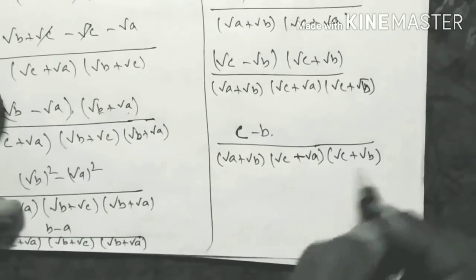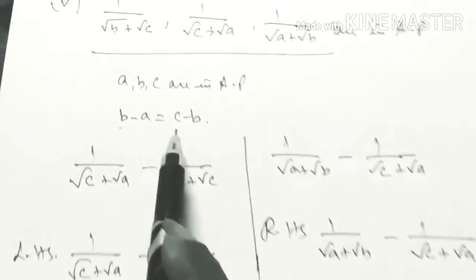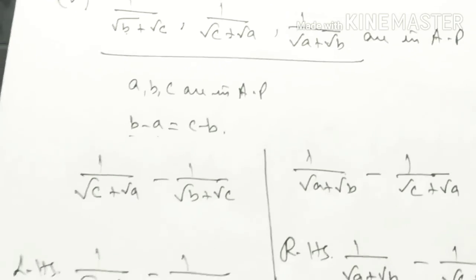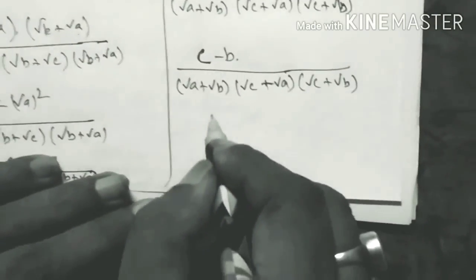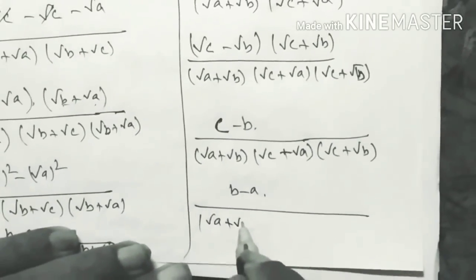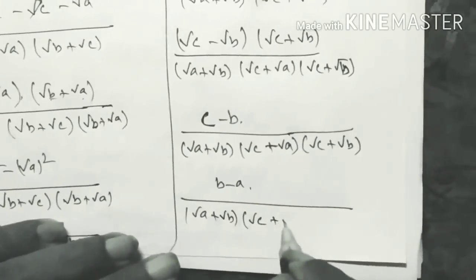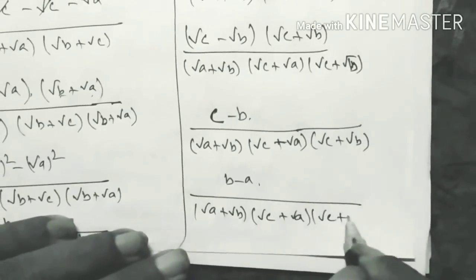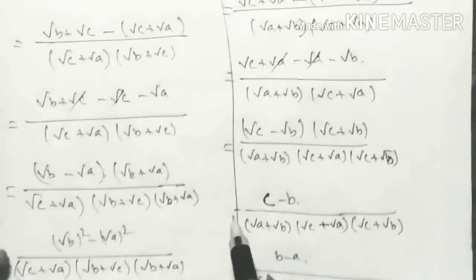Instead of C minus B, I can write A minus B. So A minus B, not B minus A. This slight mistake I make every time. Instead of C minus B, I am going to write B minus A. So this is B minus A by (root A plus root B)(root C plus root A)(root C plus root B). Here I have to write equal.